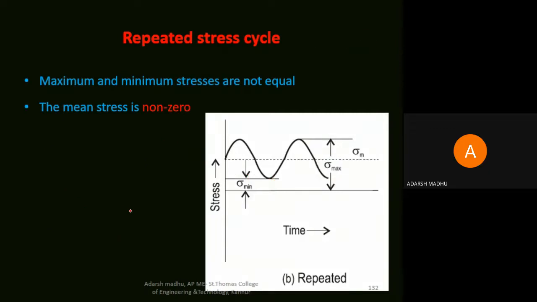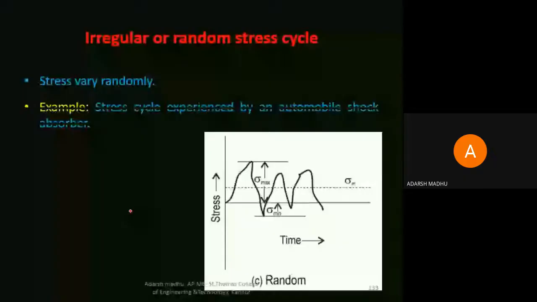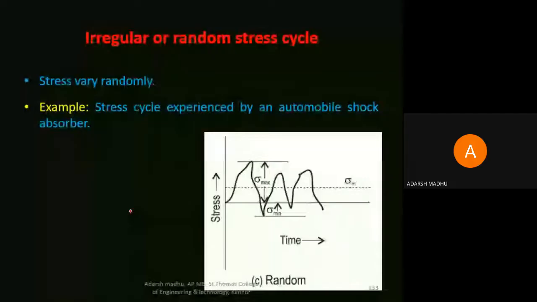And the third one is the irregular or random cycle. In this type of cycle, we can see the load is applied in a random or irregular manner. It is not like a sinusoidal curve. It is not a sine curve; it fluctuates in a different pattern. It is drawn here. It is like an ECG trace, right?